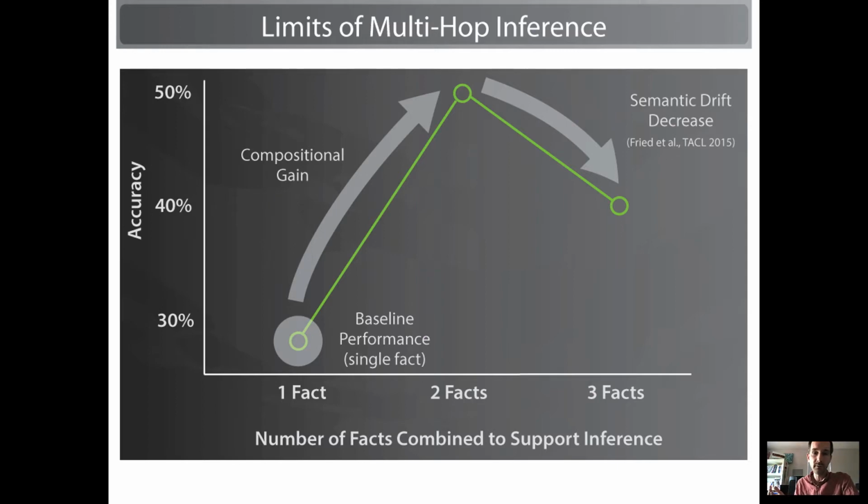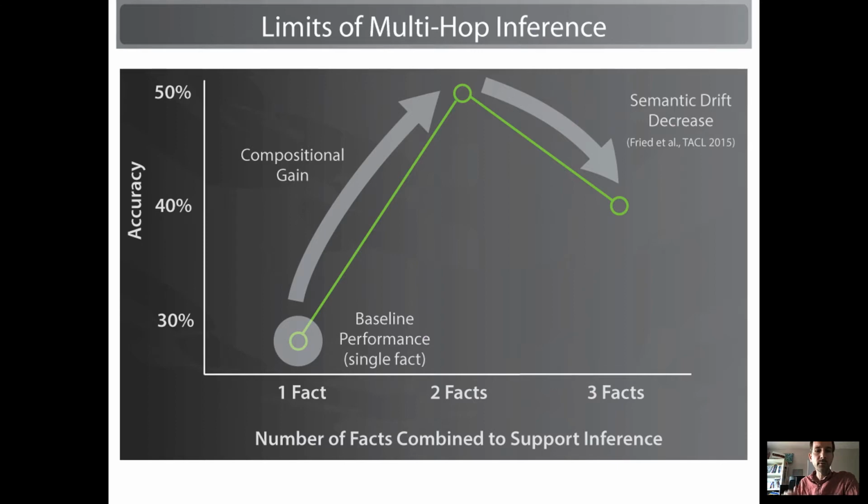Two important things to note here are, first, this pattern of progressively increasing and then decreasing performance as the number of facts being combined increases has been observed across a wide variety of inference algorithms and representations. This seems to be something that just happens regardless of the representation or the algorithm that you choose right now. The Fried et al. Tackle paper is one example that shows this across a large number of algorithms and representations.